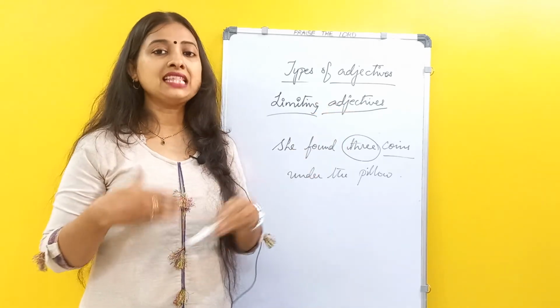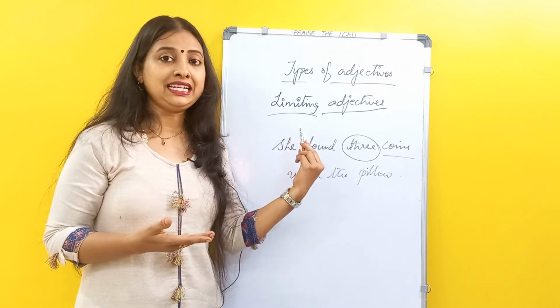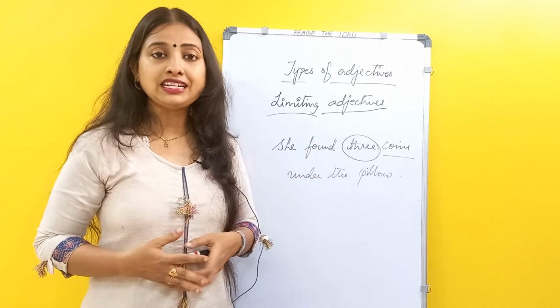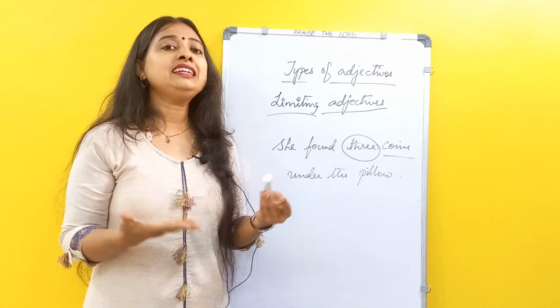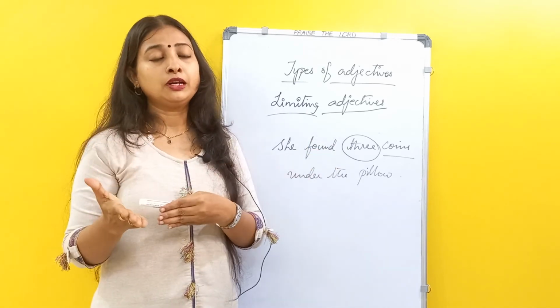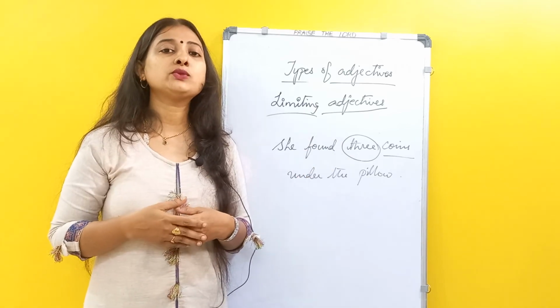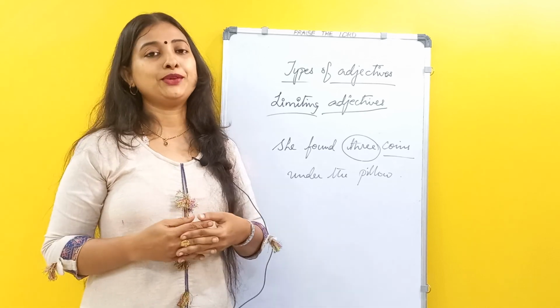So we will see other types of adjectives. Again, we have seen some more adjectives in this also. We have even seen indefinite adjectives, which are generally words like some, many, few, several, all. Some more adjectives which are there we'll be discussing in the next video.